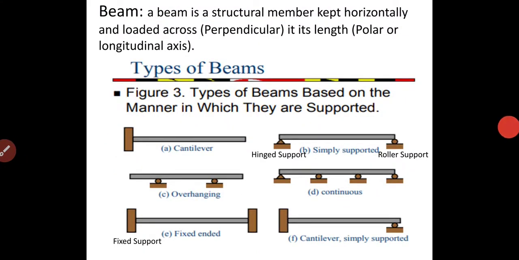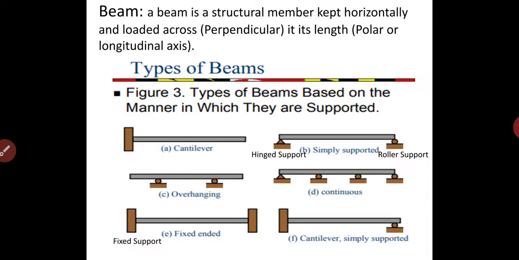Now, the next important problem is the beam. What is a beam? You might have come across a beam when entering a building, or on your head you find a beam. A beam is a structural member kept horizontally along its length, and the forces are applied across its length, that is, perpendicular to the longitudinal axis. You might have seen in your households that the beams are kept over pillars. These are rectangular beams.